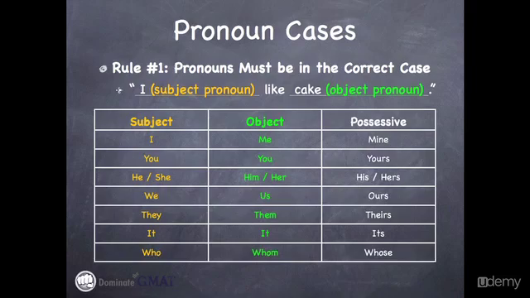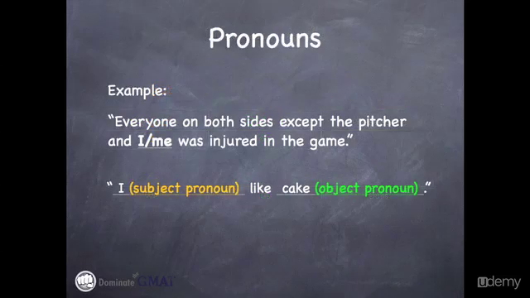So go ahead. I don't think you need to necessarily memorize that, but just understand what we're talking about, and your ear and your understanding of English should enable you to pick the correct form. But that does bring us back to, okay, using the bracketing technique, can we choose the correct form of the pronoun? Let's look again at this example. This is our example where we had everyone on both sides except the pitcher, and, well, now we're back. Is it I, is it me?